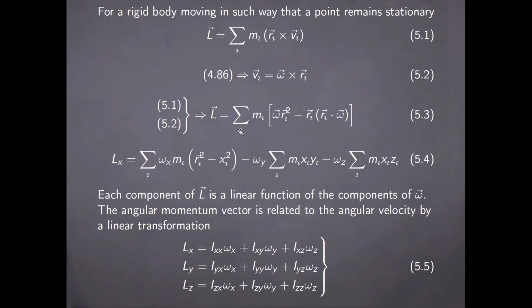Now, if we write each component of the angular momentum down, for example, I've written the x component here, what we observe when we expand this expression is that each component is a linear function of the components of omega. So it's a linear function in omega x, omega y, and omega z. Thus, the angular momentum vector is related to the angular velocity by a linear transformation, which can be written explicitly as in the set of equations here.